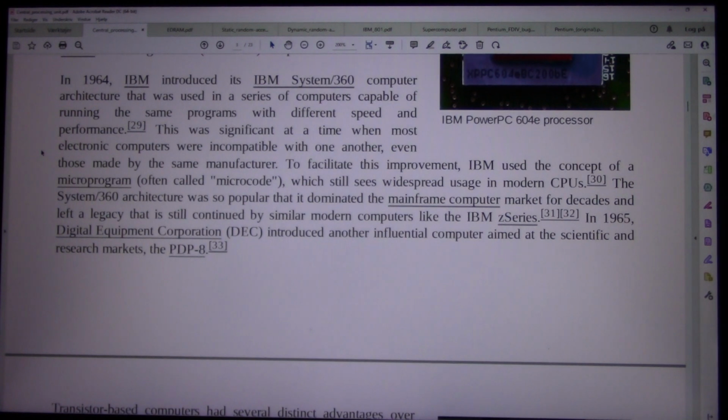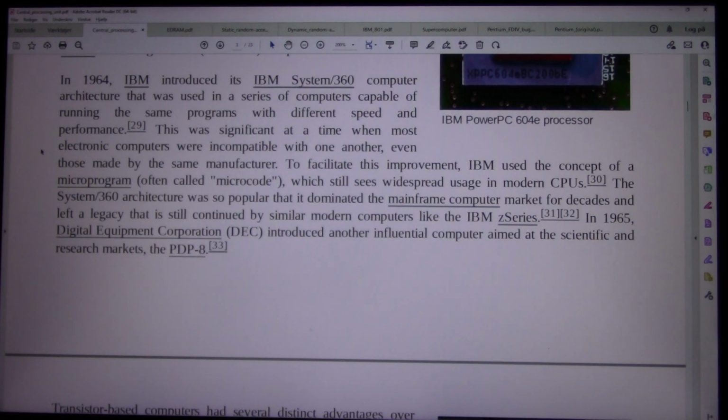This was significant at a time when most electronic computers were incompatible with one another, even those made by the same manufacturer. To facilitate this improvement, IBM used the concept of a microprogram, often called microcode, which still sees widespread usage in modern CPUs.